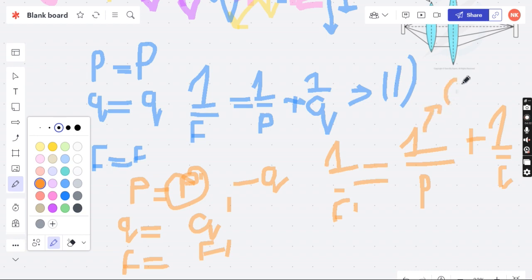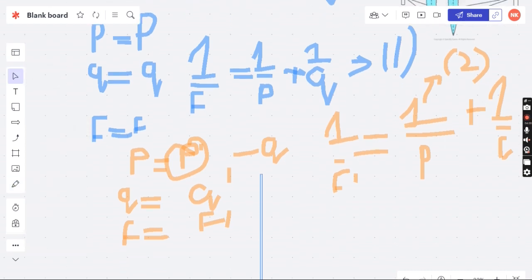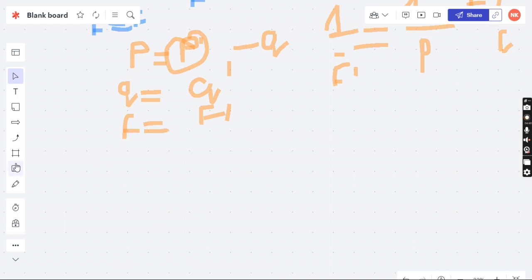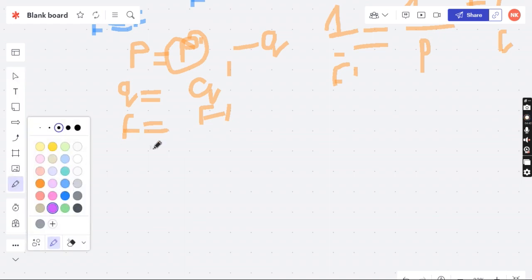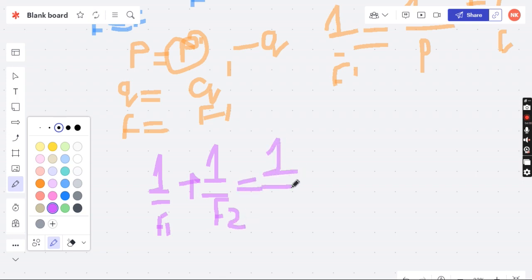Now add equations 1 and 2. So 1 upon F1 plus 1 upon F2 is equal to 1 upon F, which is the equivalent focal length.